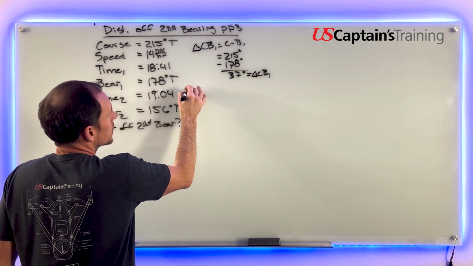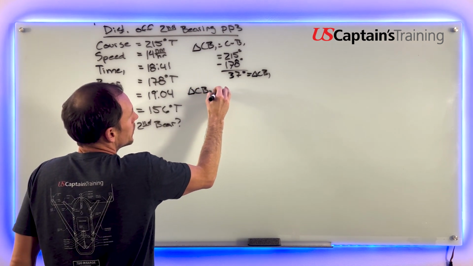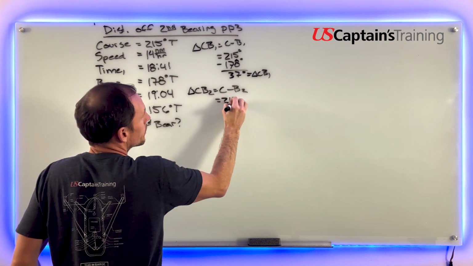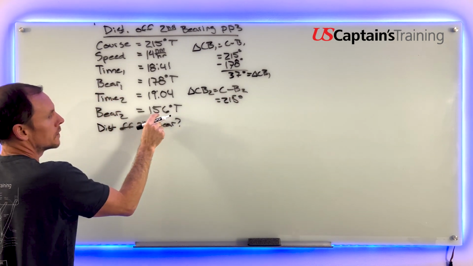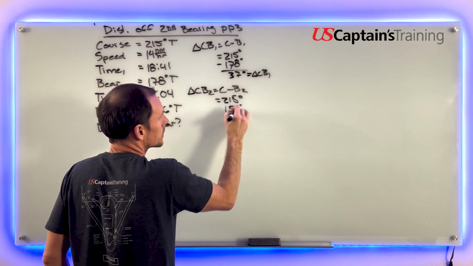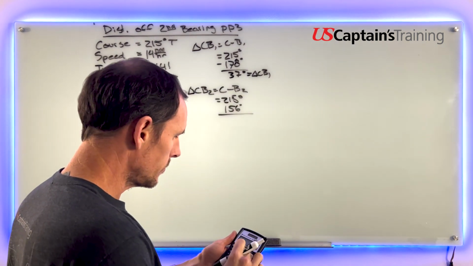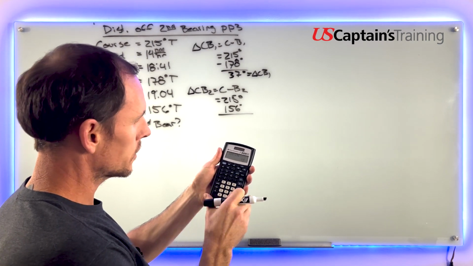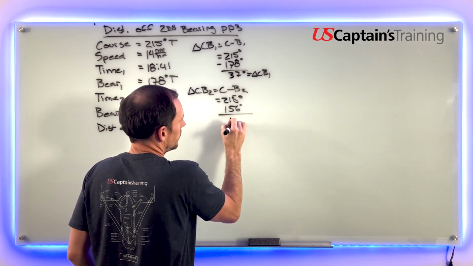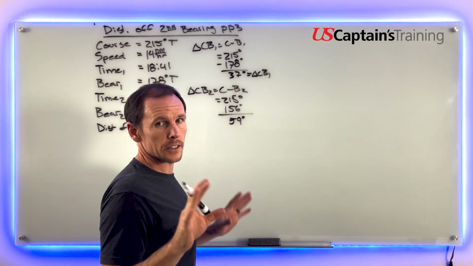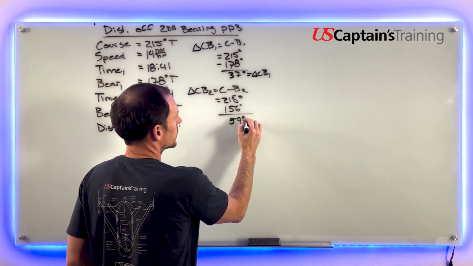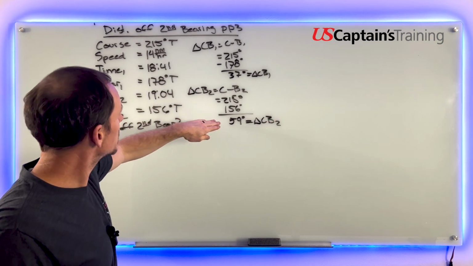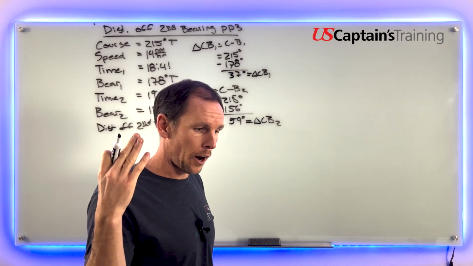Now we need to do it for bearing 2. What is the change between your course and bearing 2? You can find that with course minus bearing 2. The course, 215 degrees. The bearing 2, 156 degrees. Put that in the calculator. 215 minus 156 equals 59 degrees. Whether it's negative or positive, it doesn't matter. We're just looking for the absolute value, which equals the change between course and bearing 2. Now we have these two pieces of information. We can go to our table.